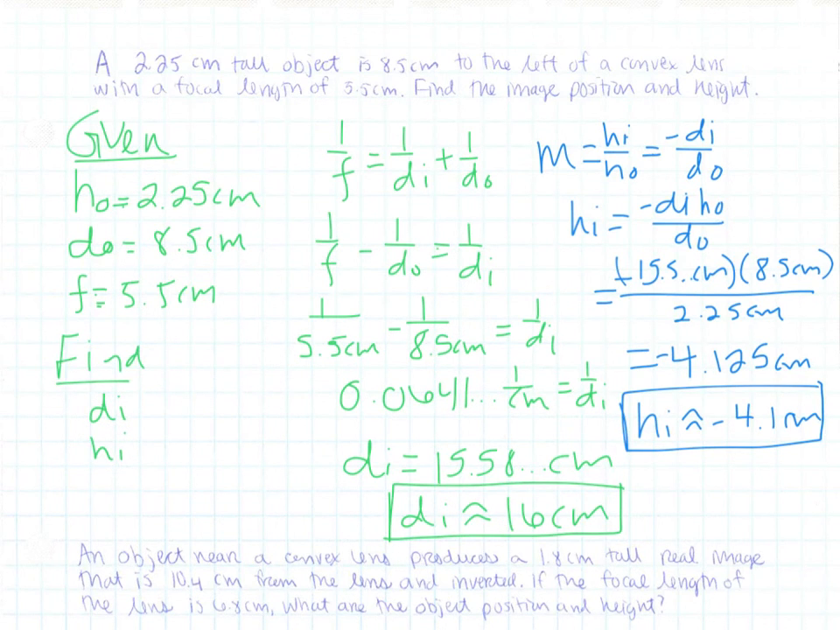So that's how you use the lens equation. They're all pretty straightforward. You're solving for one of these 5 or 6 things: either focal length, image distance, object distance, magnification, image height, or object height. These are really the only 2 equations that we'd be using. You might have to substitute, but other than that, it's fairly straightforward.